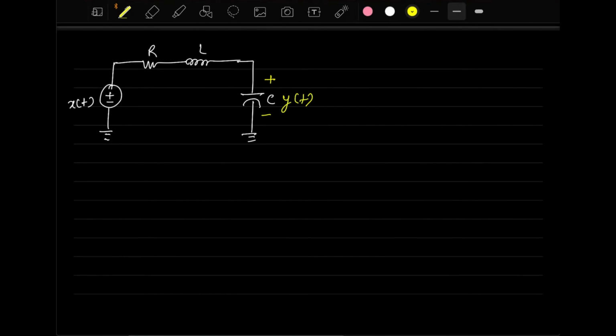I'll again give you 5 minutes to do this exercise. You do the same thing: create a differential equation relating y(t) to your input x(t), and let me know what result you get. Right now it's 8:35, so at 8:40 I will ask you for the differential equation for this.